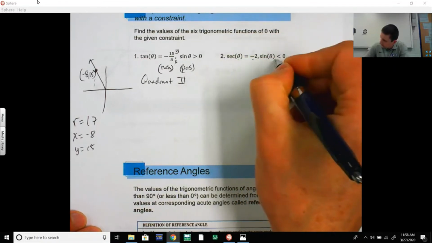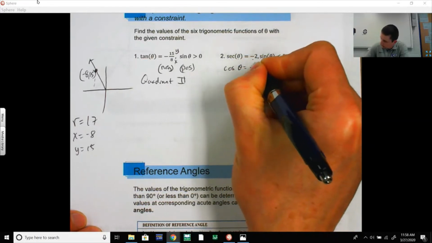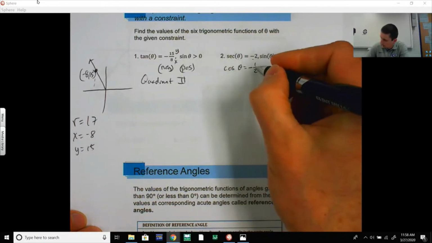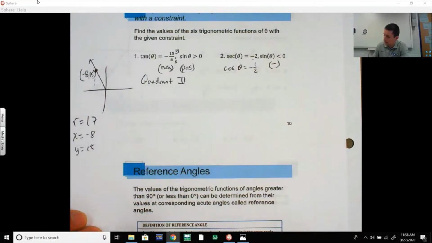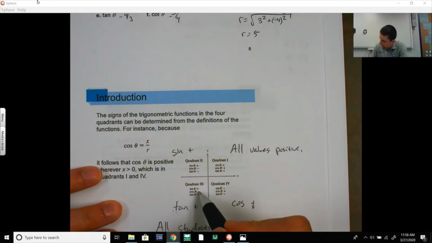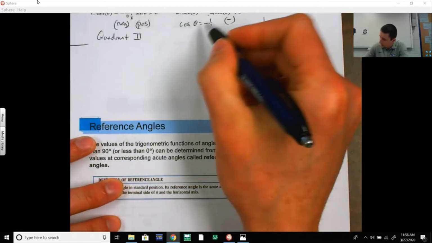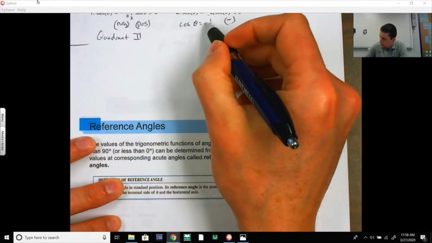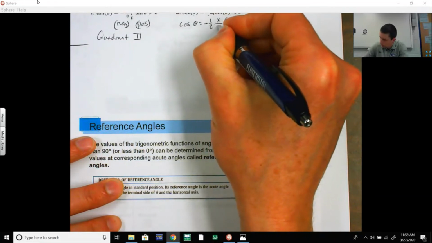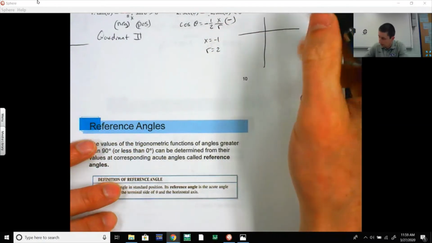Secant of theta is -2. So secant is a reciprocal of cosine. So that means cosine of theta is -1/2. Okay, cosine of theta is negative and sine is negative. So we have 2 negative values, and the only place that happens where sine and cosine are both negative is down here. So we're in quadrant 3 for this angle. And cosine would be -1 over r. Cosine is x over r. So x is going to be the -1, r is going to be 2. We don't know what y is.